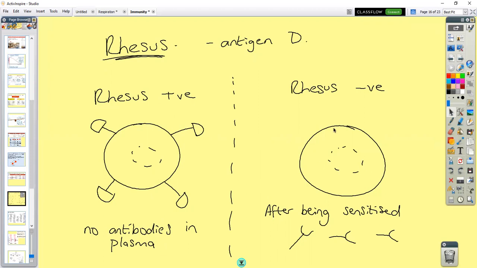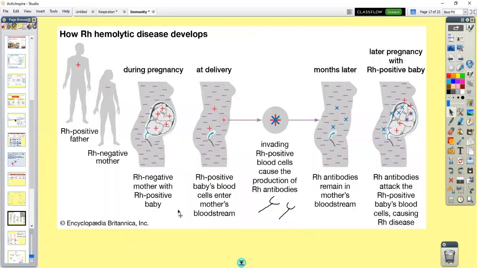If you're rhesus negative, then you don't have the antigen on the red blood cells, but after your lymphocytes have been sensitized, they will produce anti-D antibodies in their blood plasma. And this becomes apparent, or is important, during pregnancy. So if the father is rhesus positive and the mother is rhesus negative, there is a chance that the baby can be rhesus positive with a rhesus negative mother.